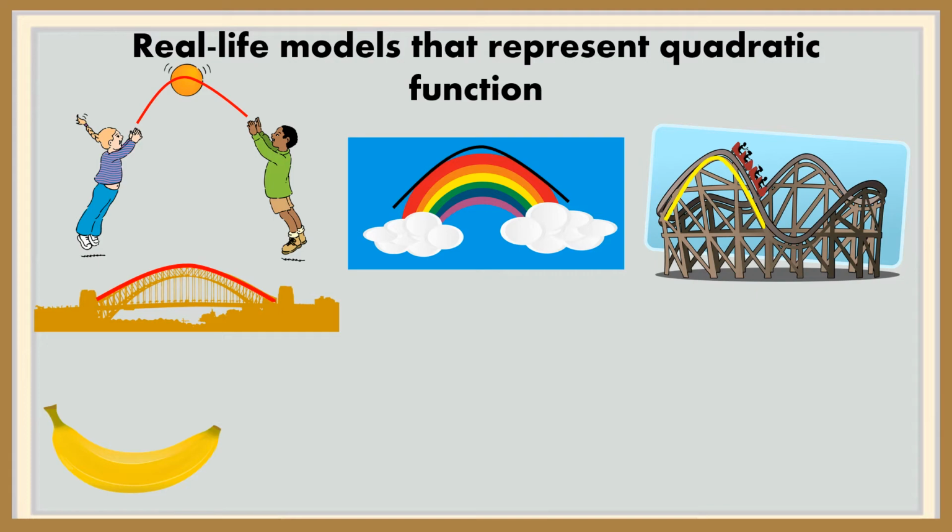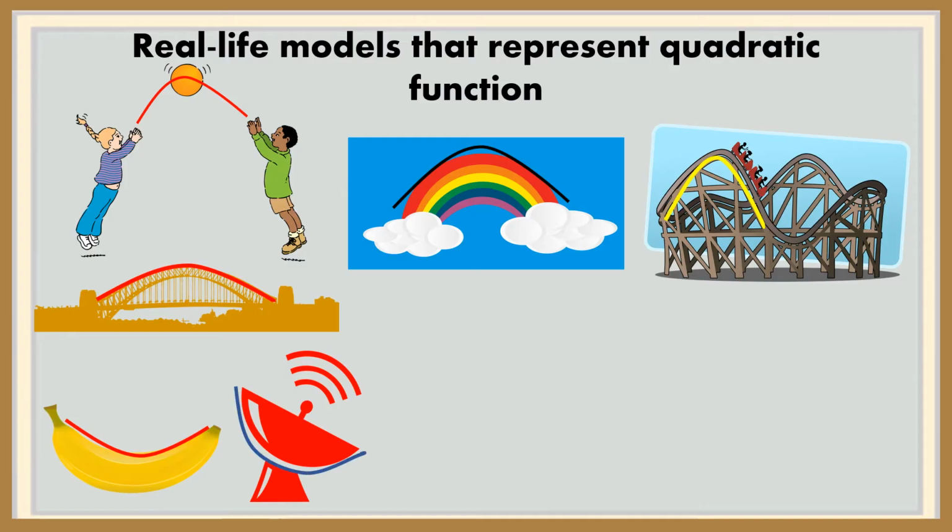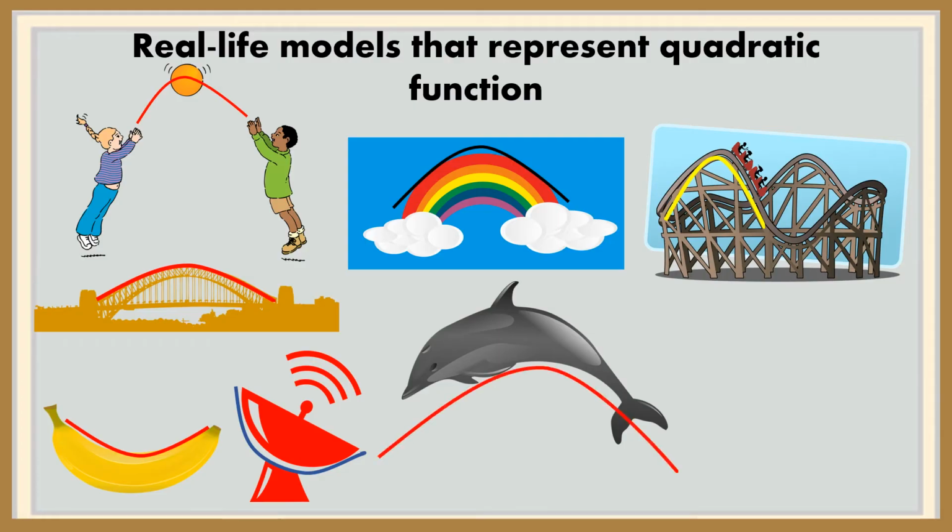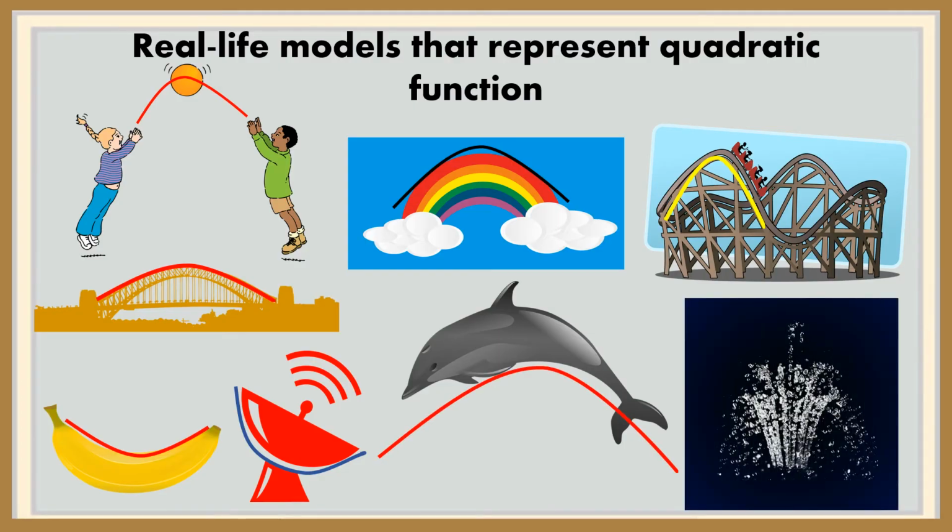Curve shape of banana shows parabolic shape. Curve shape of signal disc also shows parabolic shape. The jumping of the dolphin also shows parabolic shape. The water that rises from the fountain and falls down shows parabolic path.